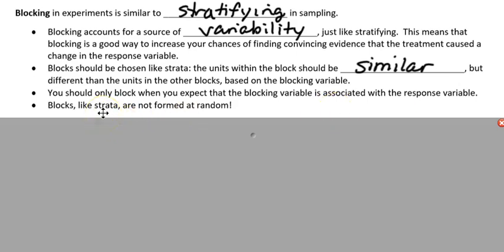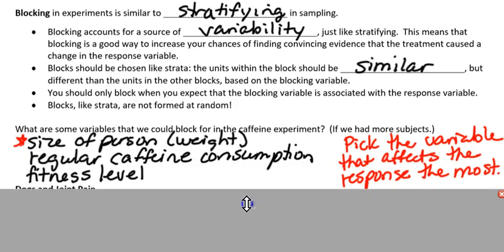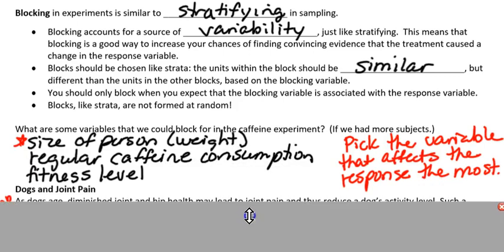Blocks, like strata, are not formed at random. They are formed deliberately by something we feel would be an essential characteristic of that experiment. So, for example, what are some of the variables that we could have blocked for in the caffeine experiment?